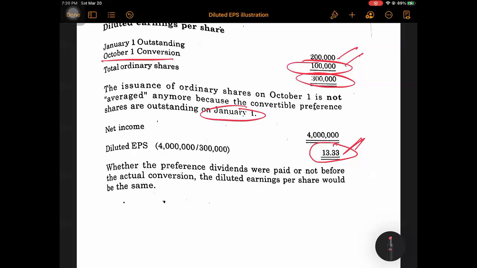Question so far for convertible preference share. Nasabtan ra ba to? Okay, maayo kay nasabtan ra.